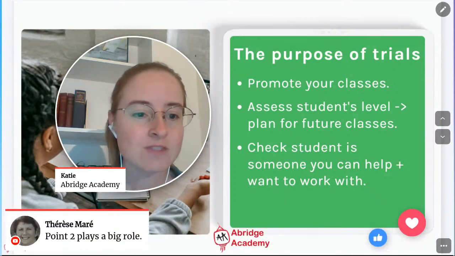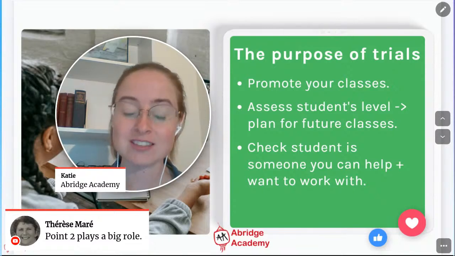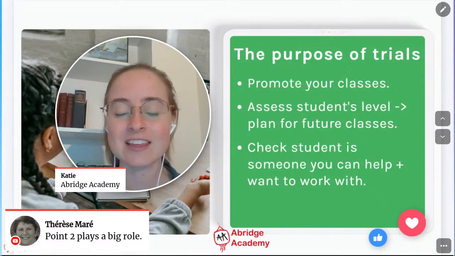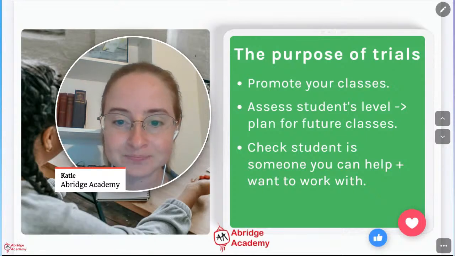Point two plays a big role, absolutely. And that's also important for the sales process. I know we keep going back to sales, but it links things in there. It is very, very important.